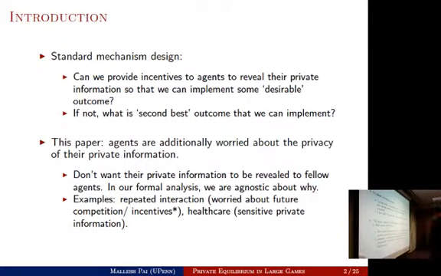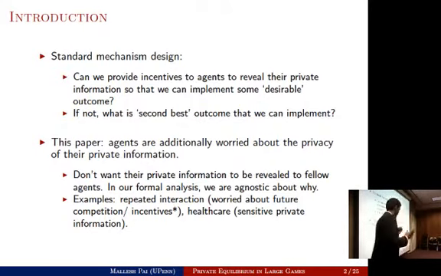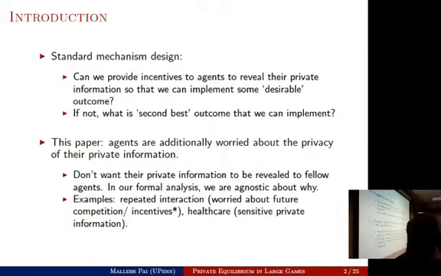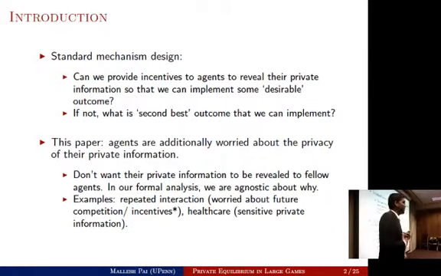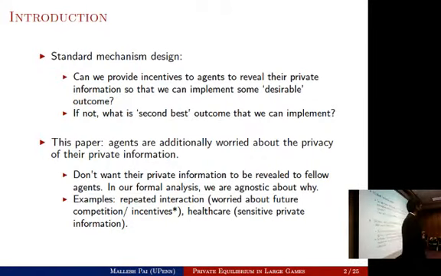If you're in this talk, you've heard at least one other talk on standard mechanism design, and the general question that gets asked is, we want to achieve some outcome. People have private information that is relevant to deciding what the right outcome is. Can we give people incentives to reveal their private information so that we can get the right outcome? In this paper, we're going to add a twist to this old story. The agents are additionally worried about the privacy of their private information. It's not just that they have something that's payoff relevant, they also don't want other people to learn it.